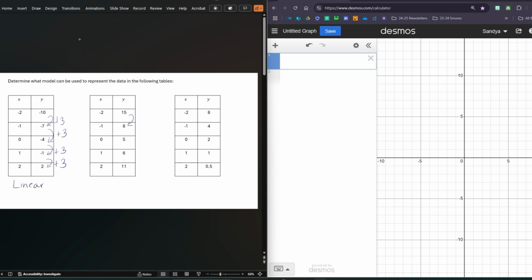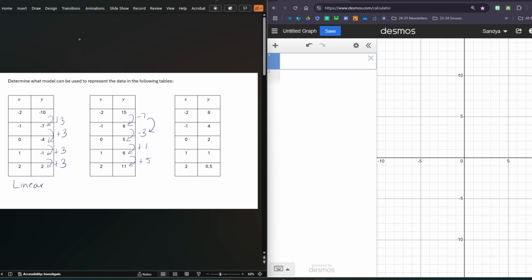You can see here when I go from 15 to 8, I have minus 7. 8 to 5, I have minus 3. 5 to 6, I have plus 1. And then 6 to 11, I have plus 5. So it's not the same rate of change every time, but I can do something interesting here. I can look at the rate of change of the rate of change.